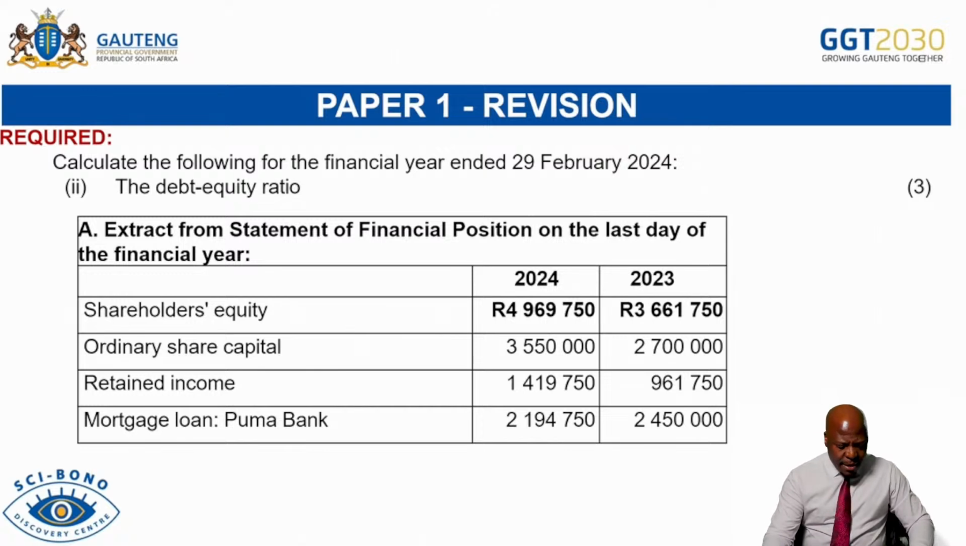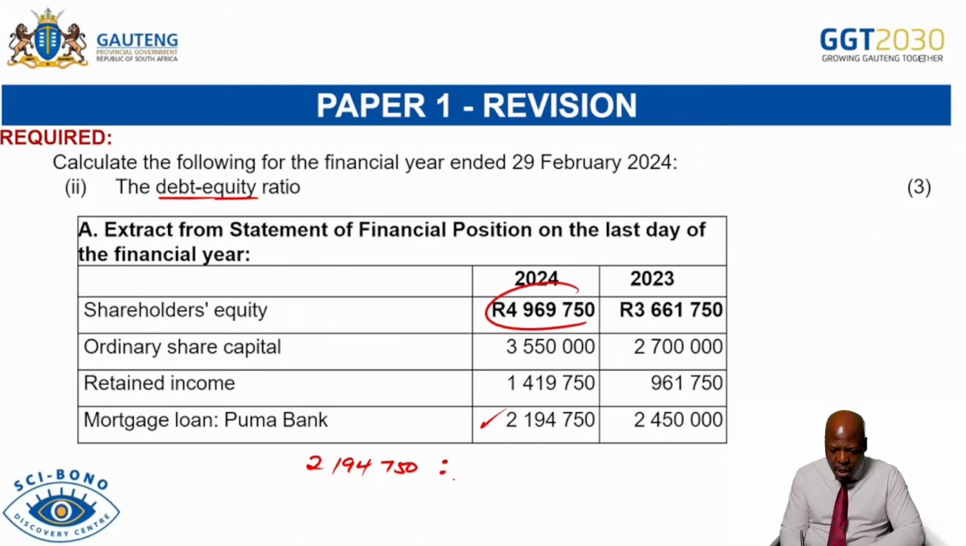It says calculate the debt equity. So within the name is the formula. It is your debt as to equity. So your debt, we're talking non-current liabilities. Your mortgage loan is 2,194,750. It is your debt as to the equity. Here's the equity, that is your 4,969,750. Okay, and then divide.